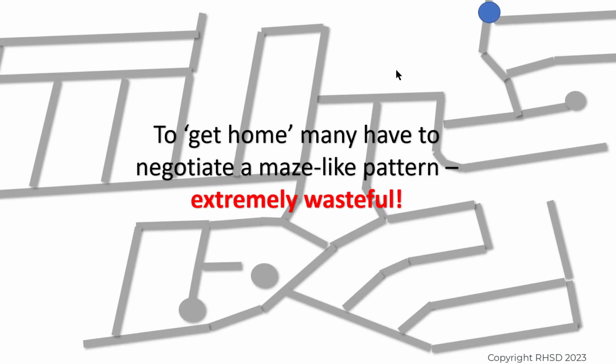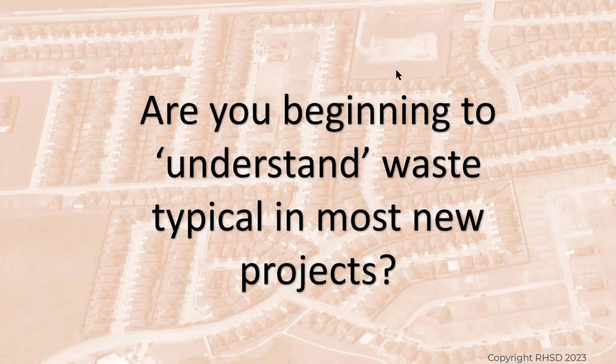There's another form of waste, and that is, to get home, most people have to negotiate multiple hard turns. Now, a car isn't going to maintain that 25, 30 mile an hour speed through the neighborhood through a hard turn. So from a perspective of time and energy, most of these developments that look efficient actually are extremely wasteful. So are you beginning to understand why waste is so typical in the world's developments?